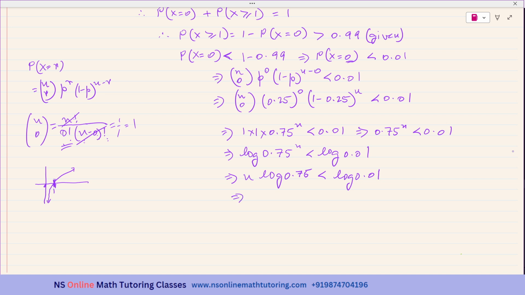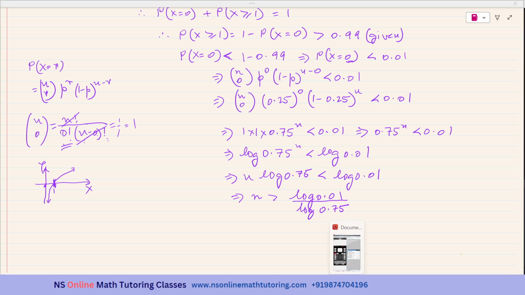So you have to remember that, or else you can get the log of 0.75 value and the log of 0.01 value separately, and then you divide and you will know that it is a negative value, so you understand that you have to flip the inequality sign. Okay. So n is greater than log of 0.01 over log of 0.75. This is the x-axis and this is the y-axis. I have just grabbed this to show the log function's shape.